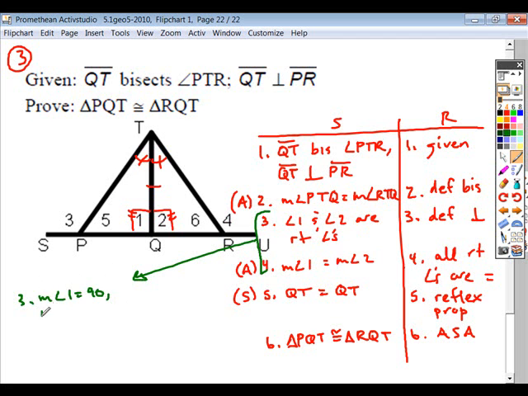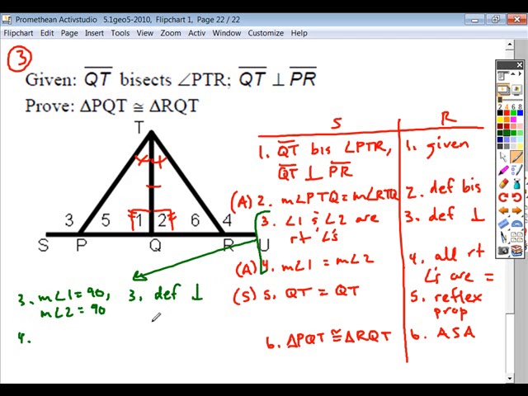So if you'd rather work in measures, in step 3, you could have made the statement that angle 1 is equal to 90 degrees, angle 2 is equal to 90 degrees. The reason would still be definition of perpendicular, because that's what it says. It meets at right angles, or again, if you're using magnitudes, it meets at 90 degrees.